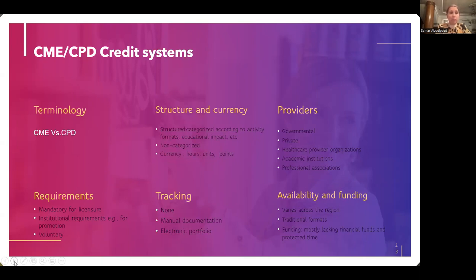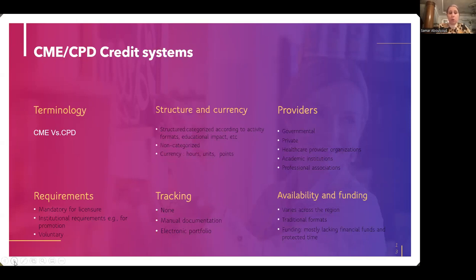Requirements of CME CPD vary again from one country to the other in the MENA region, and many of the countries are mandating CME CPD for licensure nowadays, mainly in the Middle East. This is still not happening in North Africa, like in Algeria and Morocco.